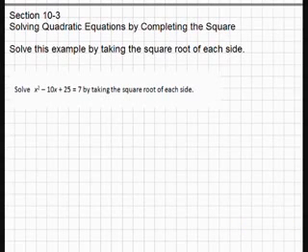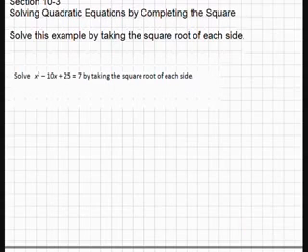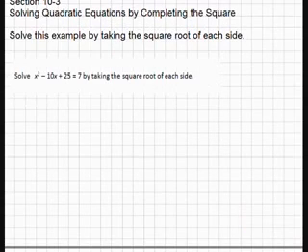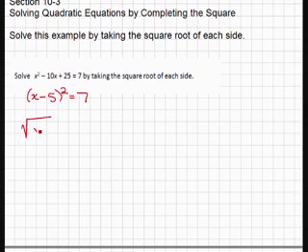In section 10.3, we're going to solve quadratic equations by completing the square. And I'll show you what I mean by this. In the previous chapter, when we were factoring, we realized that if we had a perfect square trinomial on one side, we could actually solve by taking the square root of both sides. So here's an example of that.